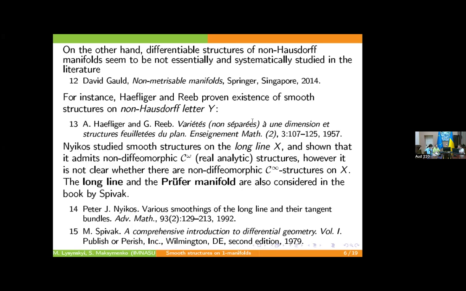And here also it is possible to find a lot of results in this book. And concerning that letter Y, which I talked about from the beginning, the study of non-Hausdorff manifolds was initiated maybe by Haefliger and Reeb in their paper, and they proved that the letter Y admits a smooth structure. And further, also Nikos had several results concerning another two examples of non-Hausdorff manifolds, the long line and the Prüfer manifold. I will not talk about that.